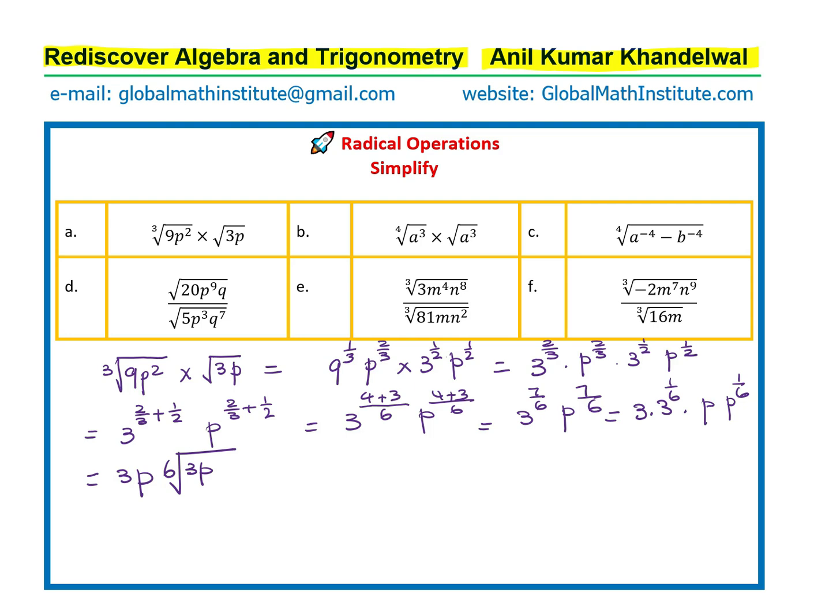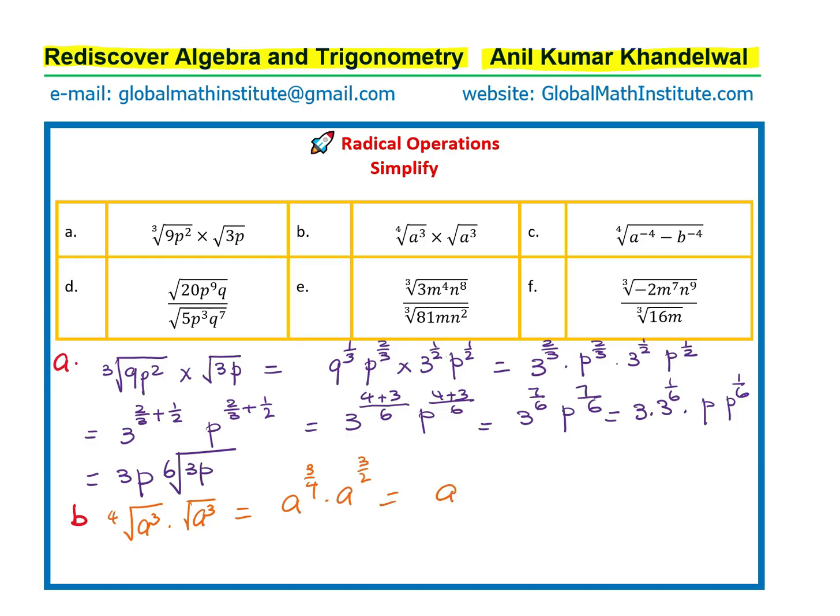Let me take the next one also, where again we have different powers, right? So that one I hope is clear, part A. And now let's take part B. We have 4th root of a cubed times cube square root. So we'll rewrite this as a to the power of 3 over 4 times a to the power of 3 over 2.